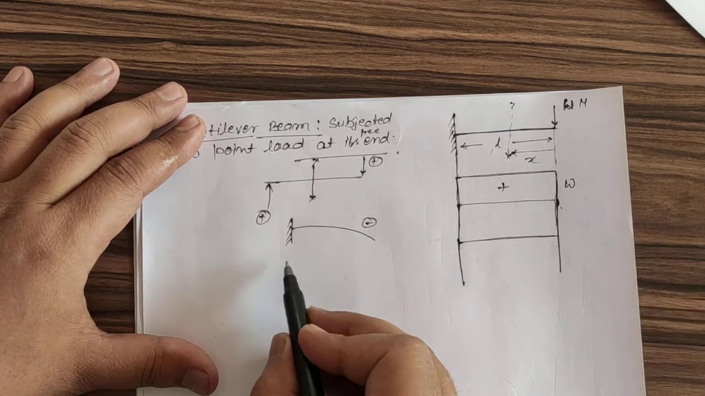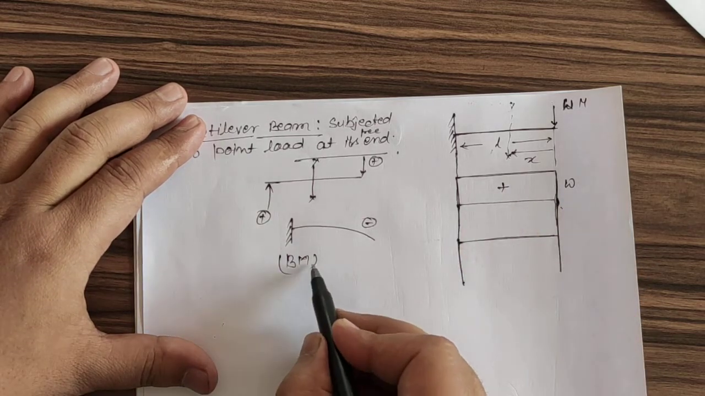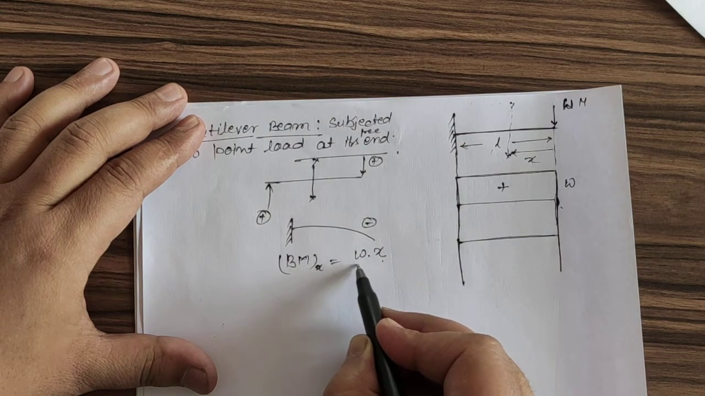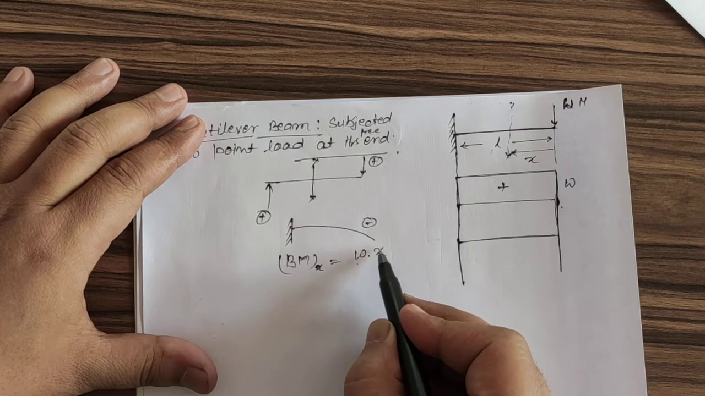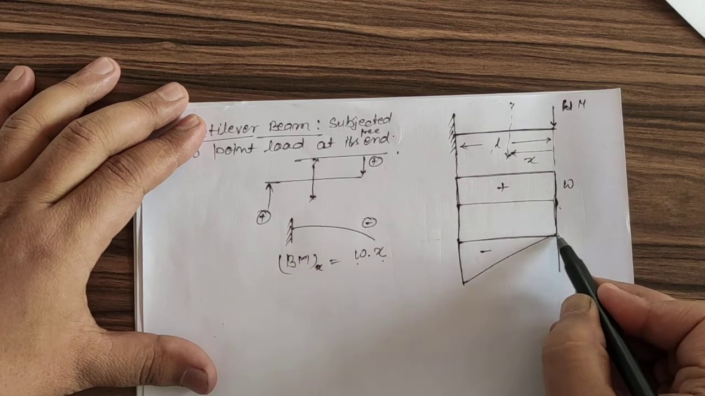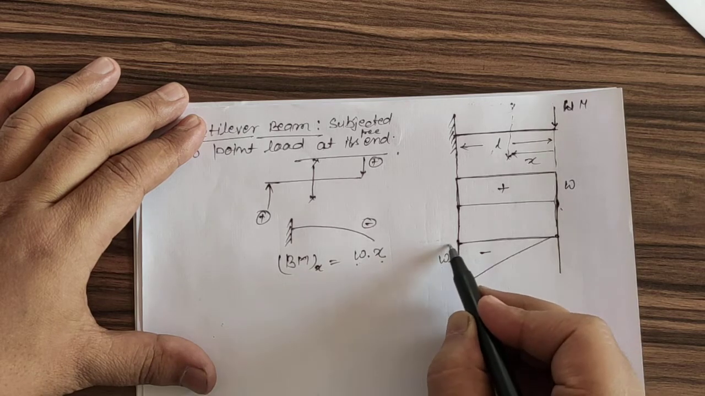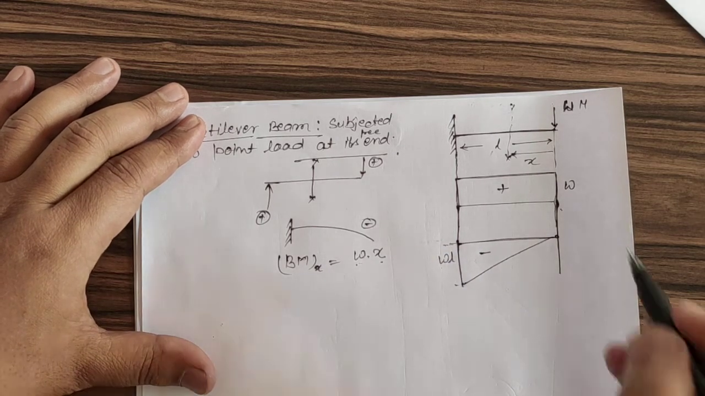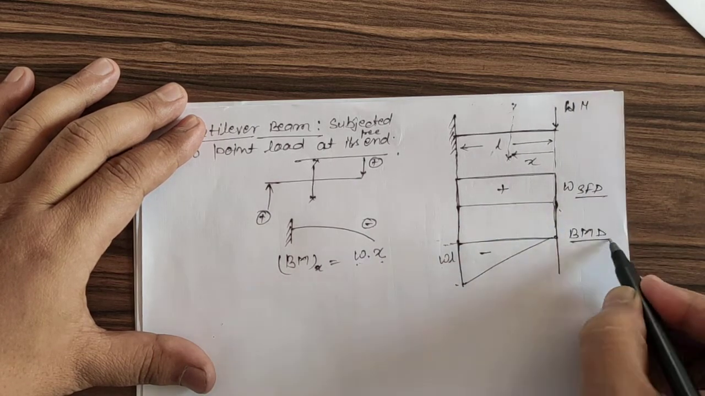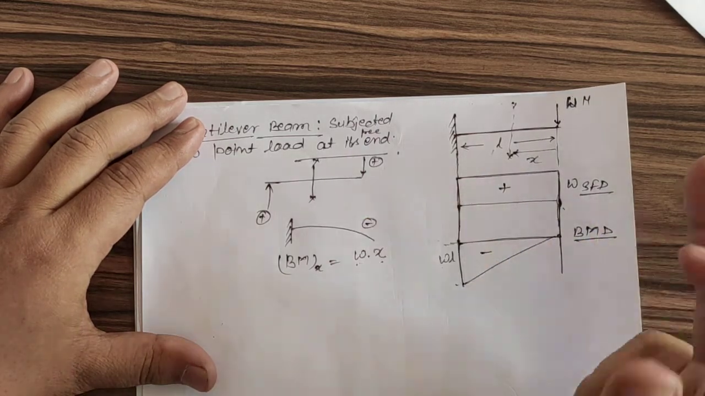For the bending moment, we do not require to calculate reactions in this case, unlike a simply supported beam. The bending moment will be W into x. When x equals 0, it is 0; when x equals L, it is W into L. The variation is linear, and it is negative. So this is the shear force diagram and this is the bending moment diagram for a cantilever beam subjected to a point load at its free end.